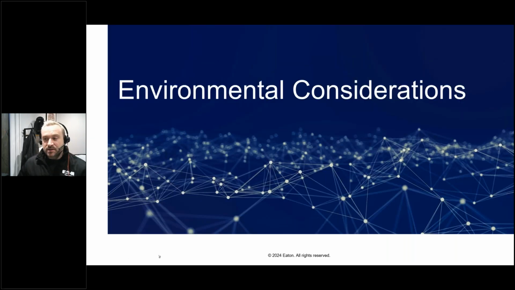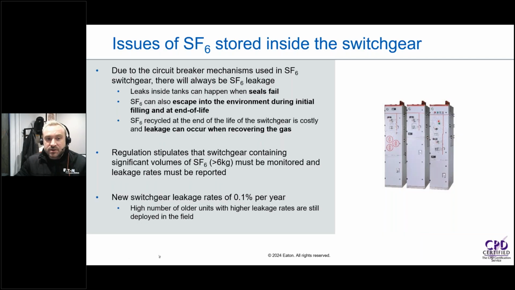Let's have a think about the environmental considerations first. Due to circuit breaker mechanisms using SF6 switchgear, there will always be SF6 leakage. Leaks inside the tank can happen when seals fail. They can also escape into the environment during initial filling and at end of life. SF6 recycling at the end of the life of the switchgear is costly, and leakage can occur when recovering these gases. Regulation stipulates that switchgear containing significant volumes of SF6, over 6 kilograms, must be monitored and leakage rates must be reported.